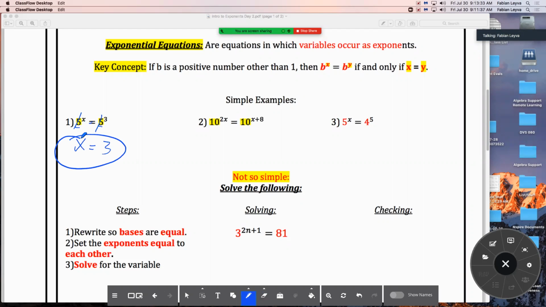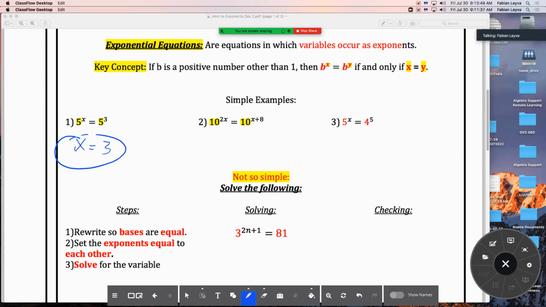Now, that is a very, very simplistic, basic way just to get you guys in the flow of what to look for and why we want to look for it, because you can see that it's actually quite easy. And this makes sense because if you were to plug in this value, of course, 5 raised to 3 equals 5 raised to 3.